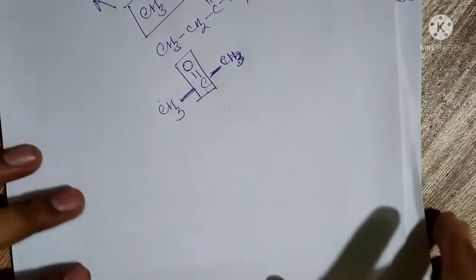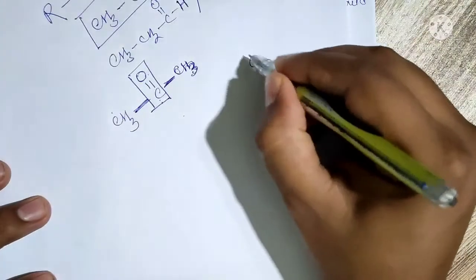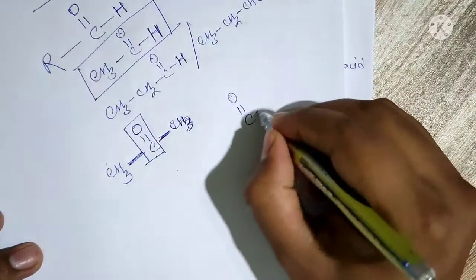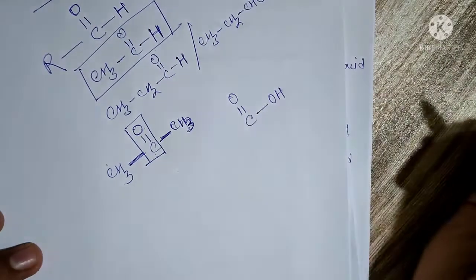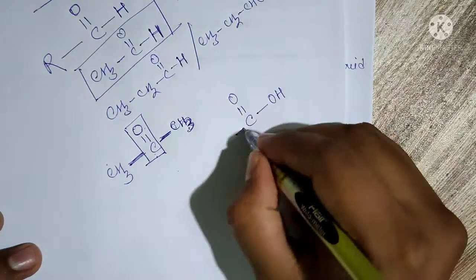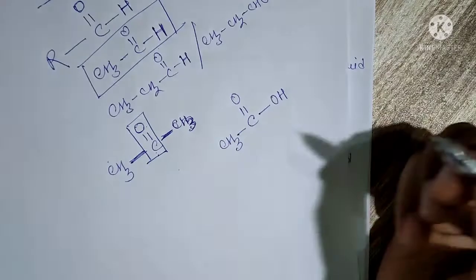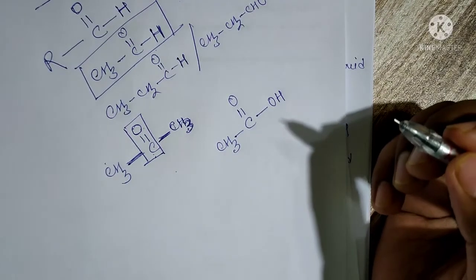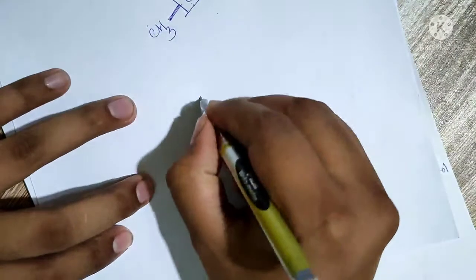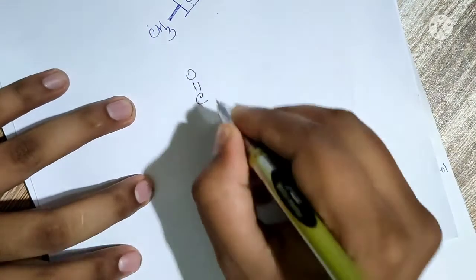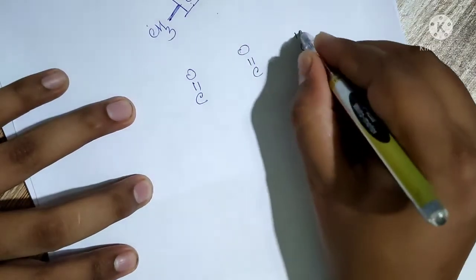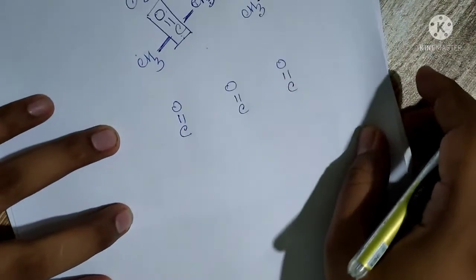And how can you recognize carboxylic acid? Carboxylic acid also contains one C double bond O group. But in this case, one part is connected with an OH, and the other part is connected with an alkyl group. Alkyl means methyl, ethyl, propyl, any carbon containing group. Okay, so aldehyde, ketone, and carboxylic acid you have to remember. All of these contain this carbonyl group.